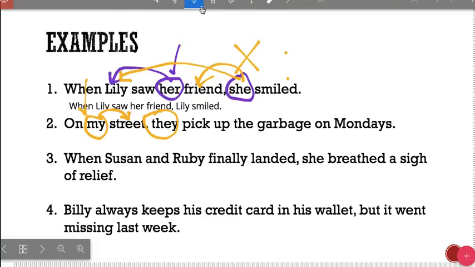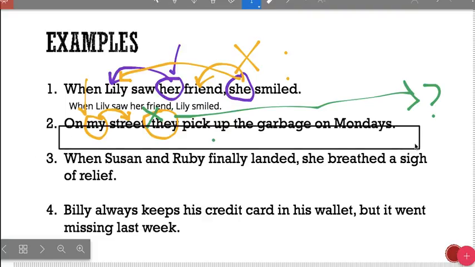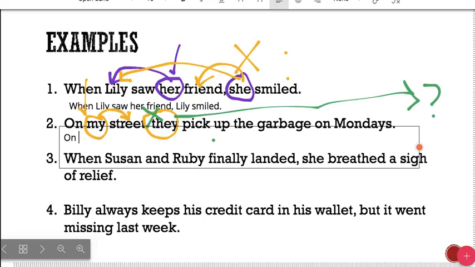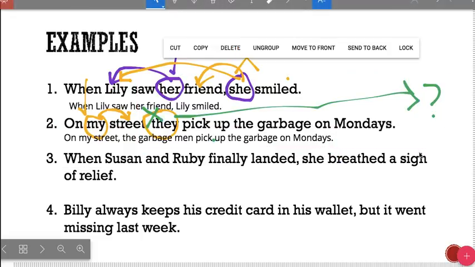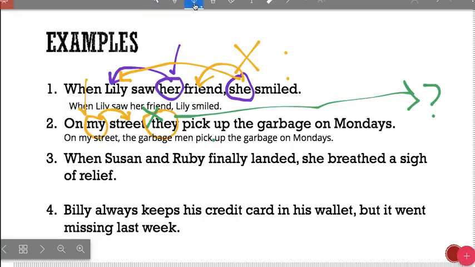But let's look at they pick up the garbage on Mondays. Well, who are they? Does it refer to anything here? No. There's no antecedent. We don't know who they are at all. So we need to fix this issue because this is a vague pronoun. So let's rewrite this sentence so that way we don't have a vague pronoun. On my street, the garbage men pick up the garbage on Mondays. So now I've completely eliminated that pronoun they, so I no longer have a vague pronoun issue.